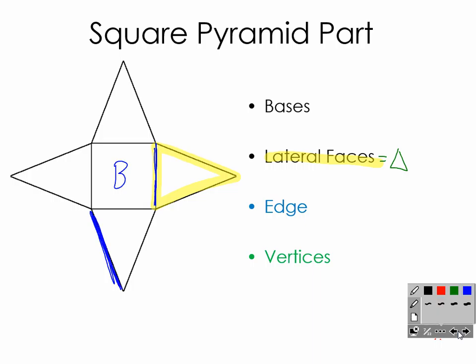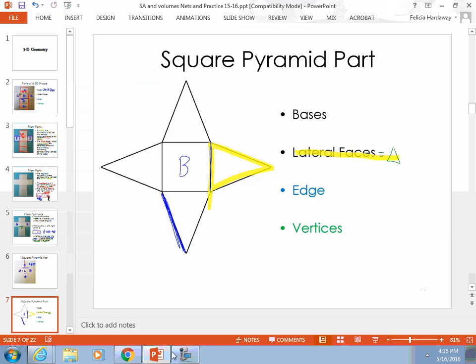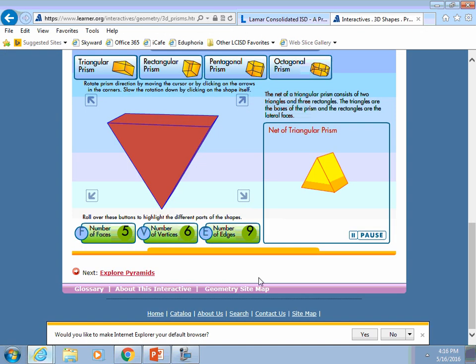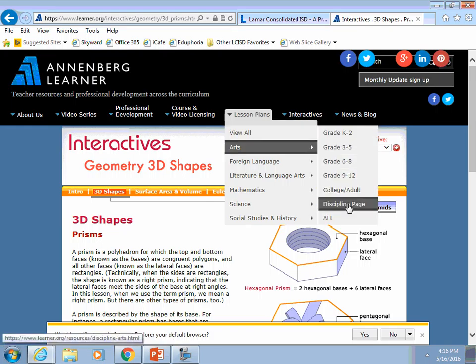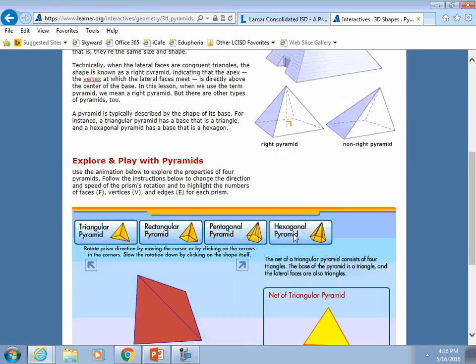So what I wanted us to look at a little bit was showing the net being formed. Let's close that. So, for example, if I had this, let's go to a pyramid though, because that's what we're looking at right now.